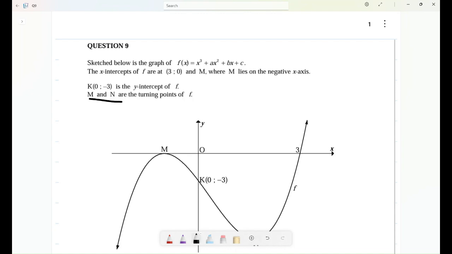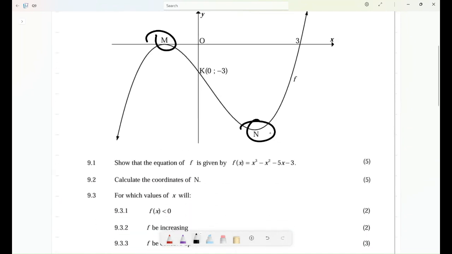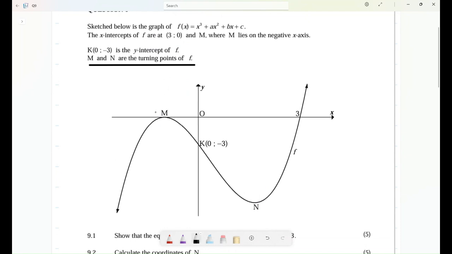Then M and N are the turning points of f. Now, before we move on, can you realize that M is a turning point as well as an intercept at the same time? Can you see that? M is a turning point and an x-intercept.